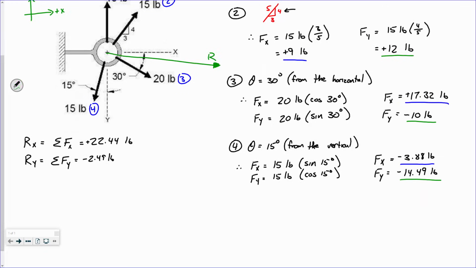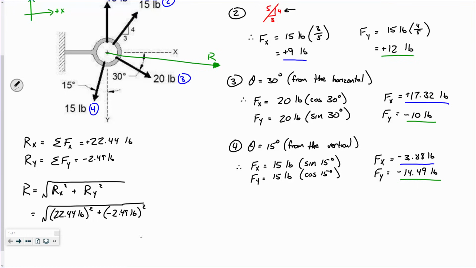Okay. How do we determine R? We use the Pythagorean theorem. So R is the square root of Rx squared plus Ry squared, which is the square root of 22.44 pounds squared plus minus 2.49 pounds squared. What is R? What's that?